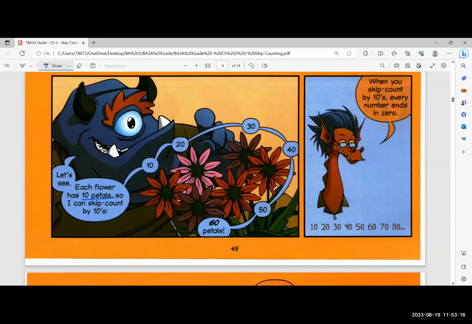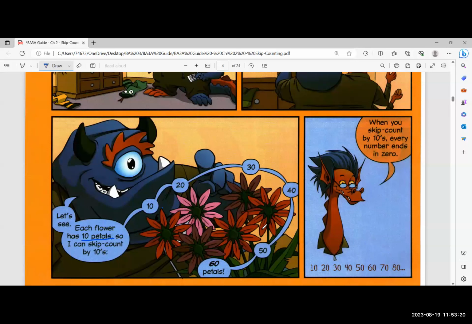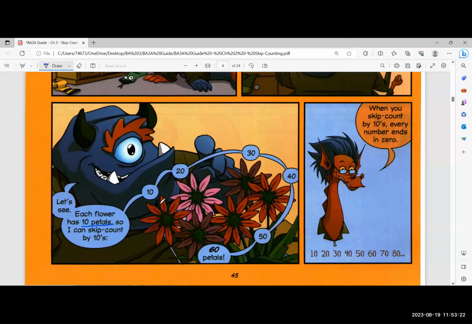And that's very helpful, right? Because we can see 10, 20, 30, 40, 50, 60, which is much faster than counting one by one. So when you skip count by tens, every number ends in zero. We find that trend. Every number ends in zero, so we are just adding 10 each time.